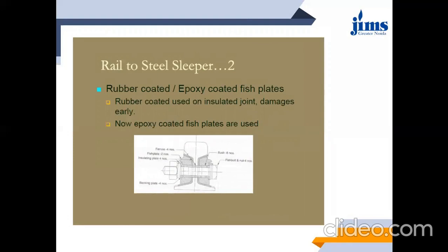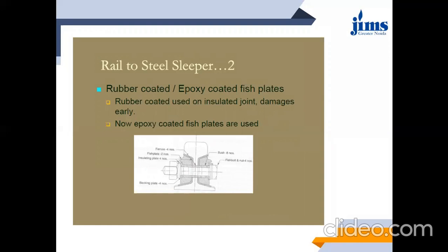Okay, now the next thing is the rubber coated, or epoxy coated, fish plate. Earlier they were rubber coated. Nowadays we make use of epoxy coated fish plates, rubber being easily deteriorable.